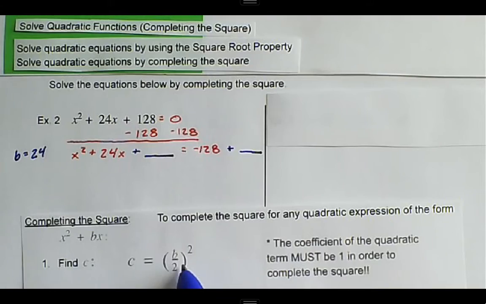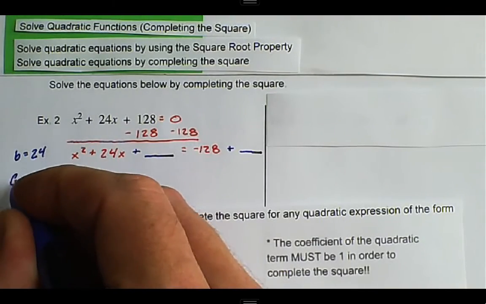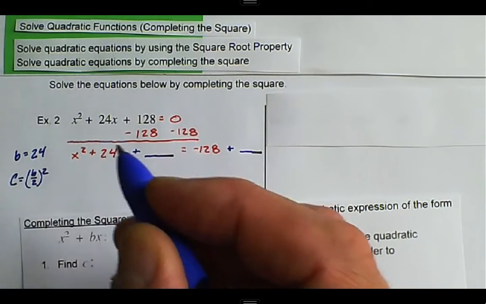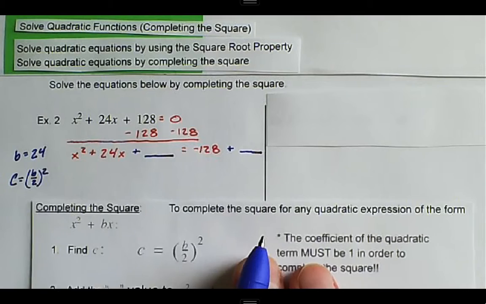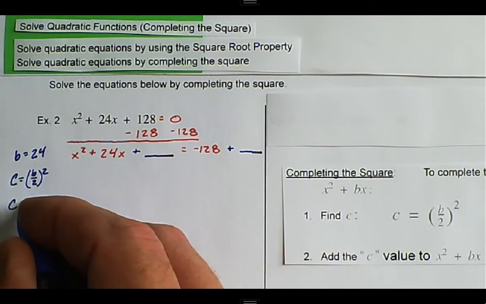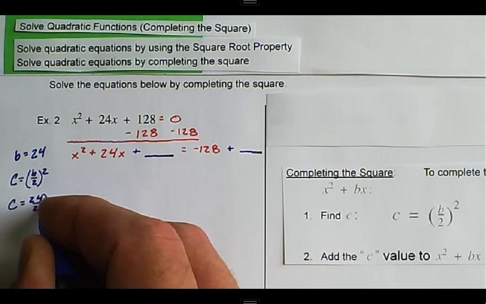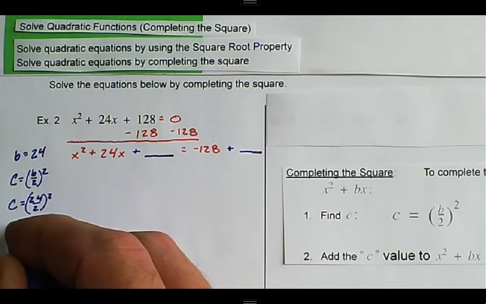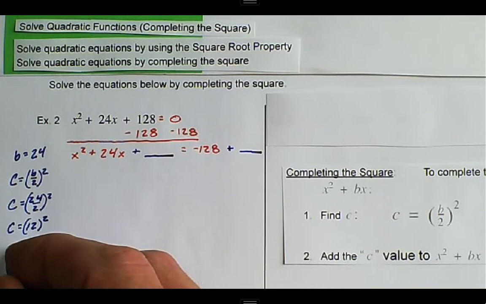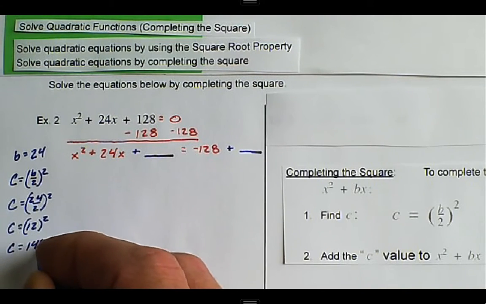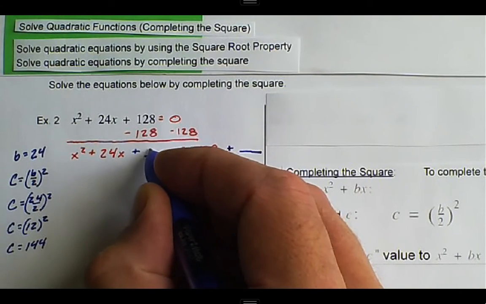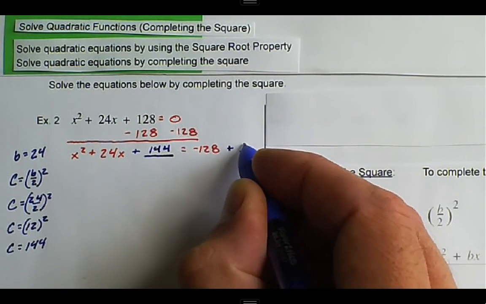In order to find c, we're going to use that equation. So c is equal to b divided by 2, squared. We can substitute in this specific b. So c is equal to 24 divided by 2, still squared. C is equal to 12 squared. So in this case, c is equal to 144. So we're going to add 144 to both sides. Here we add 144, and here we add 144.